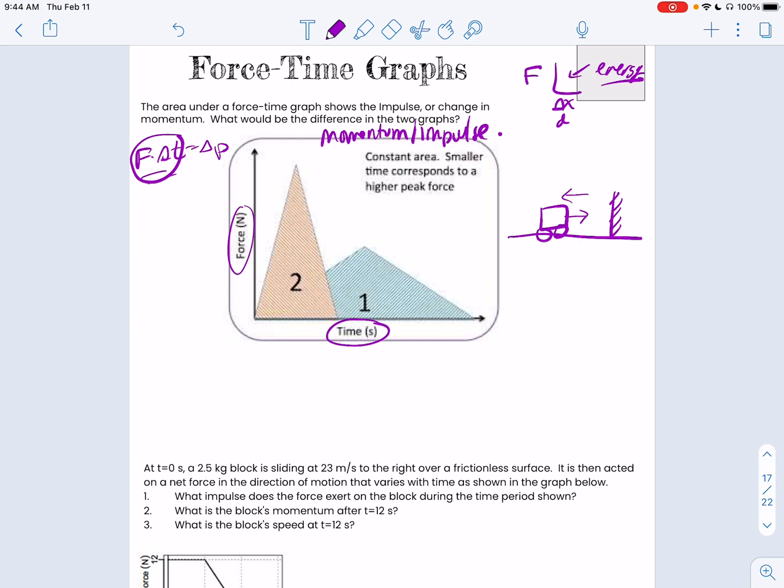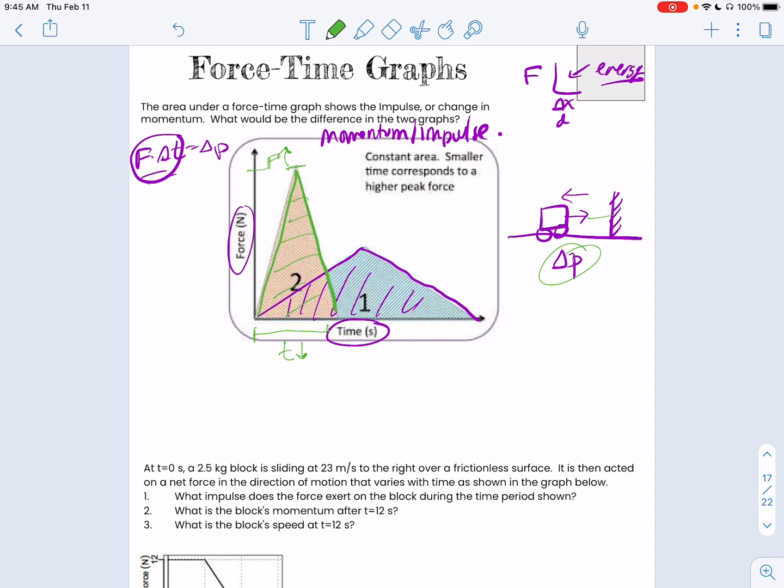If the same momentum change is going to happen, the area has to be the same. So it might be a short, fat triangle, or it might be a tall, skinny triangle. But if I want the same momentum change, I'm going to have the same area underneath. So this one, 2, is a much smaller time, so it's going to require a bigger force. This might be like if it just banged into the wall with nothing and came out. That's it.